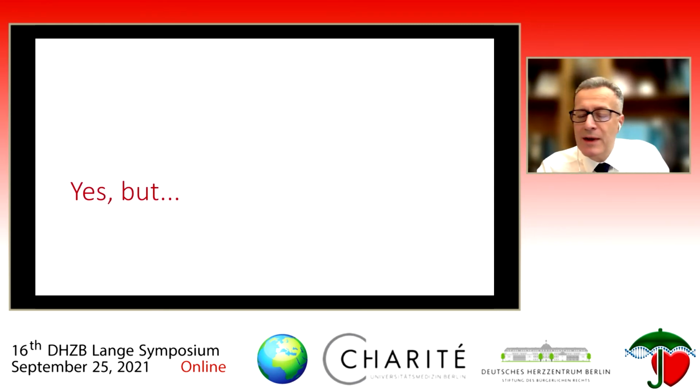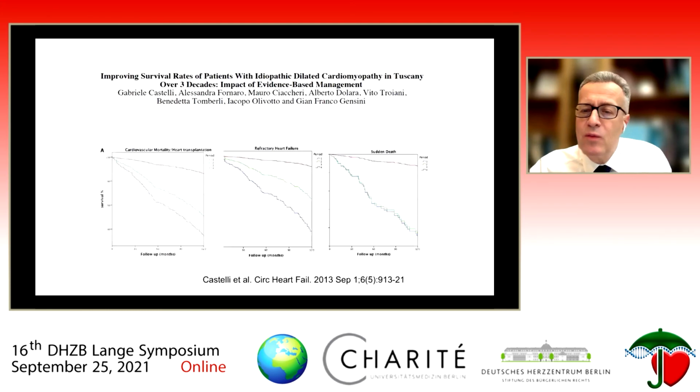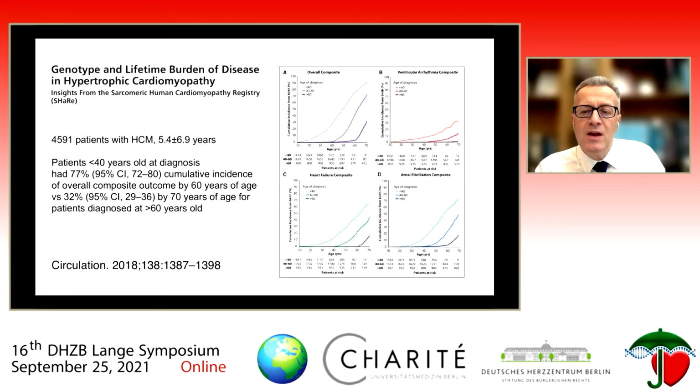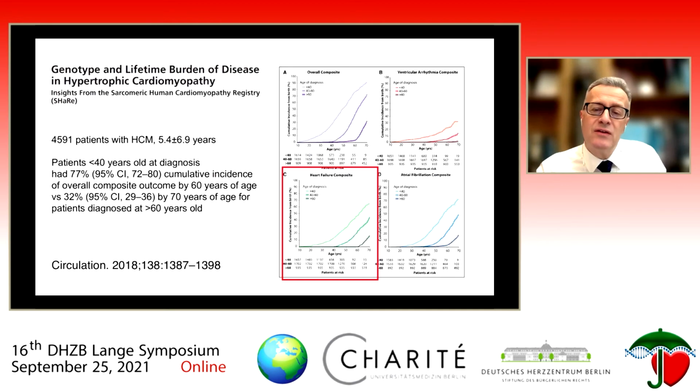But I'm a cardiologist, remember, and what difference does this make to how I manage the patient? Well, in dilated cardiomyopathy, you could argue not a great deal of difference. Here you see survival curves from the 70s, 80s, 90s, and 2000s for heart failure and sudden death, and there's been a dramatic improvement in all of these endpoints simply with the use of conventional heart failure therapy. Conversely, in hypertrophic cardiomyopathy, we still see high rates of heart failure and sudden death, and in the case of heart failure, we have no drugs that are known to prevent this.